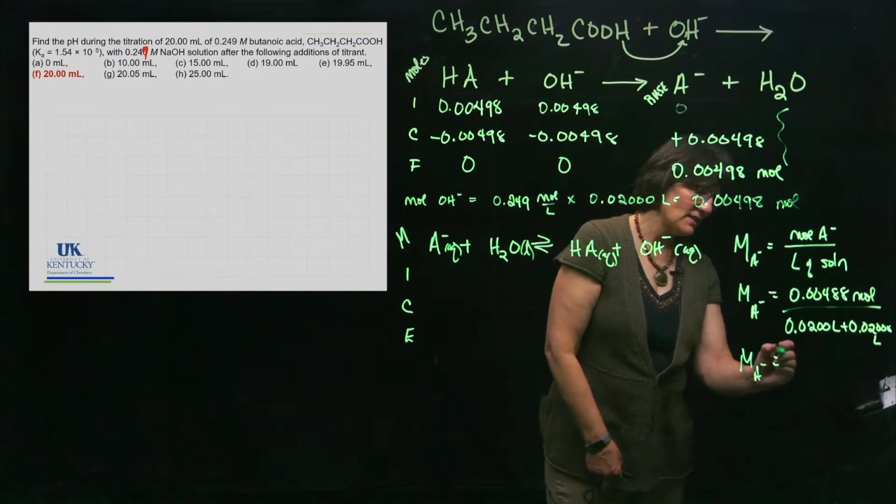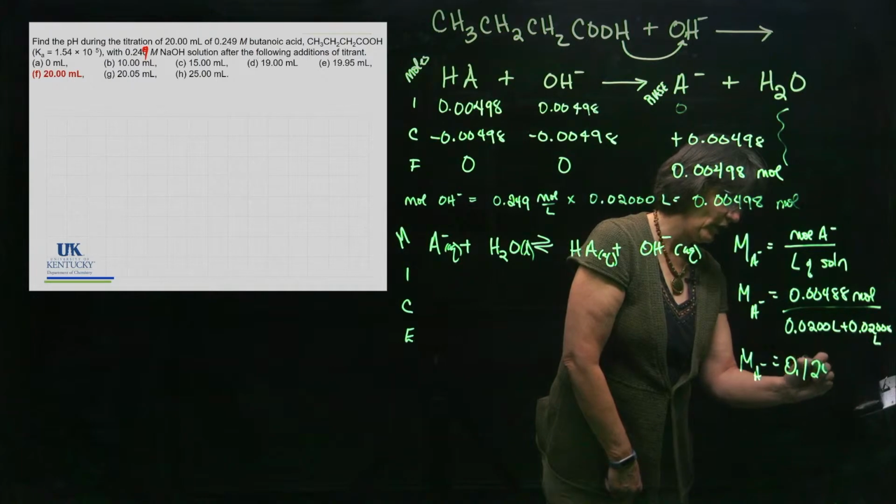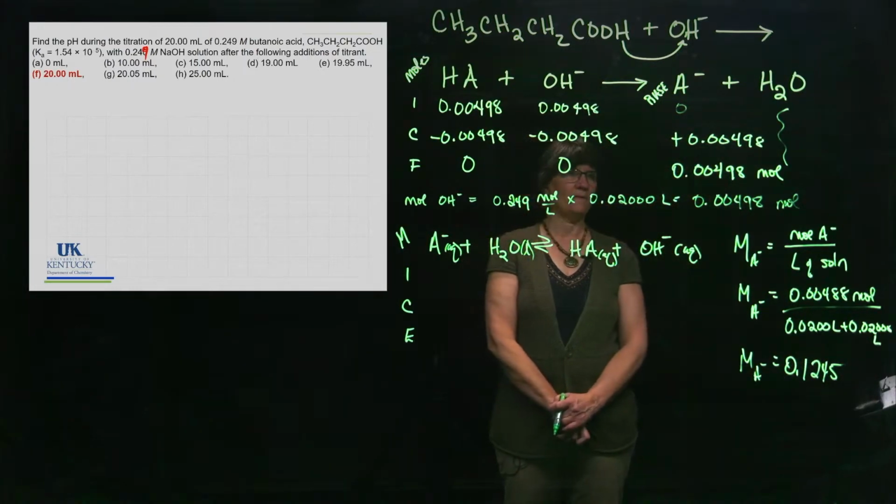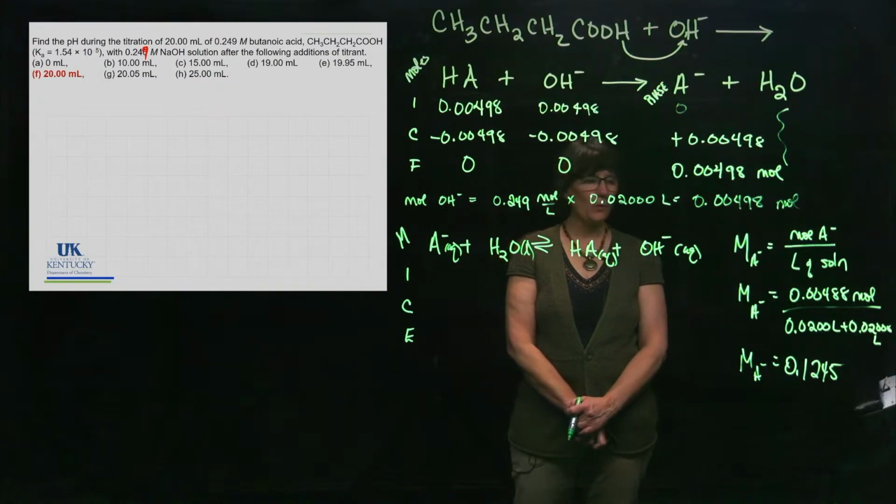The value for this is 0.12. I'm carrying an extra sig fig along for the ride, 0.1245. All right, so where do we want to put that?